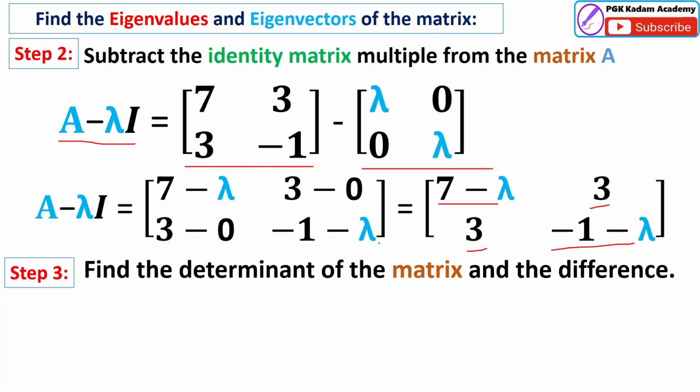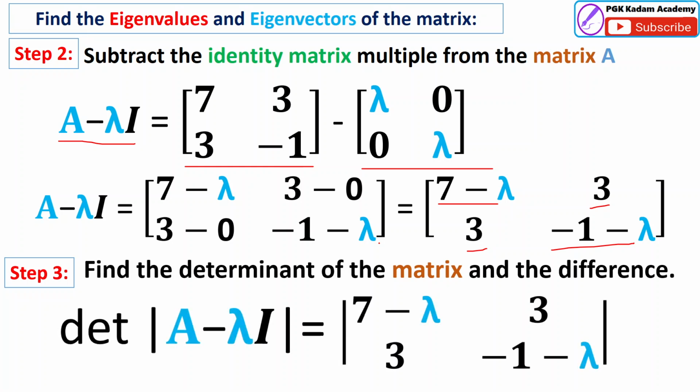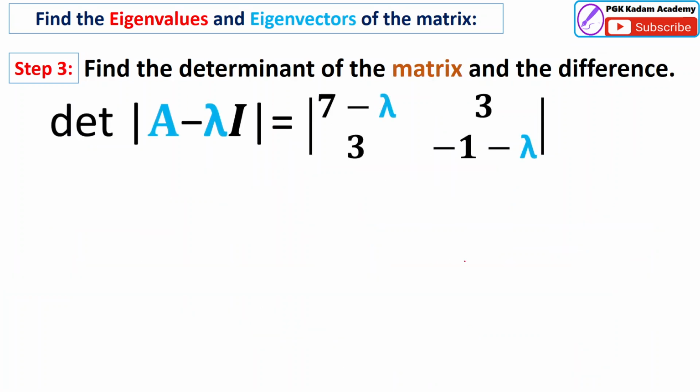In step 3, what do we have to find? We have to find the determinant of this difference matrix. You must know how a matrix and its determinant are represented. We are finding the value of that matrix, a scalar value. So friends, this is step 3, finding the determinant.